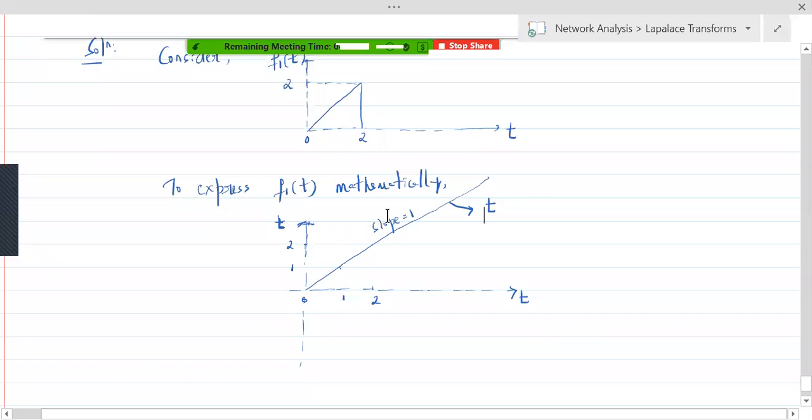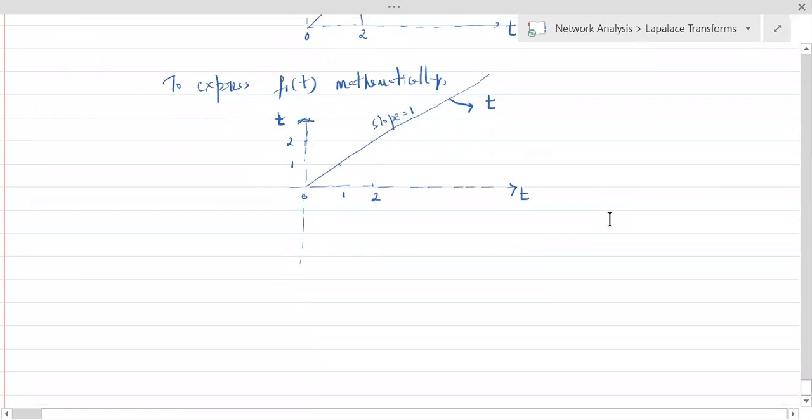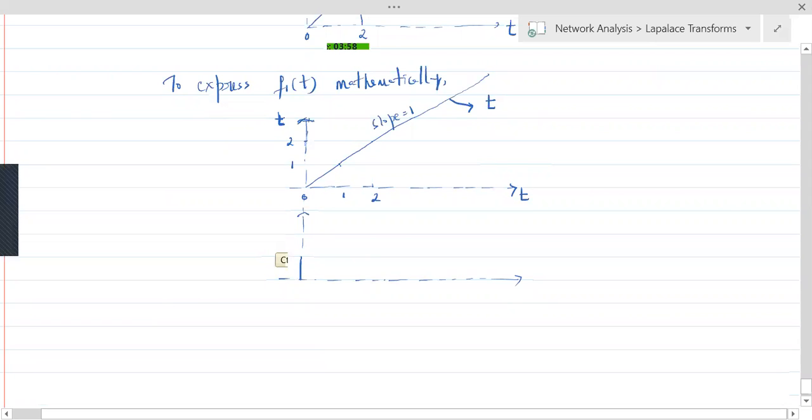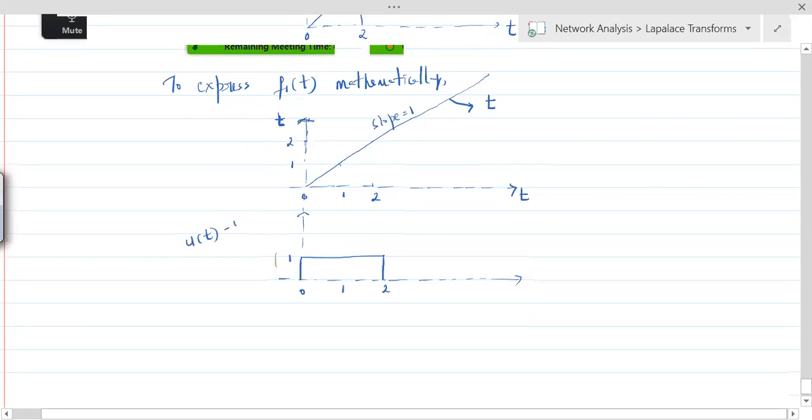But I want this signal from where to where? I want this signal from 0 to 2. So what would I do? I would rather consider a signal which is 1 from 0 to 2. So this is what I have: 0, 1, 2. Which signal is this? This is u of t minus u of t minus 2.